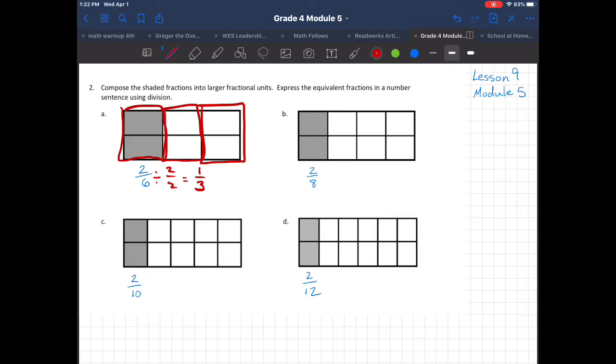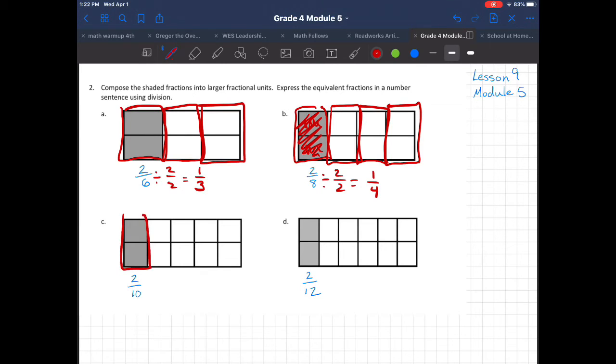For B, we've got 2/8, right? This is an eighth and this is an eighth. We're going to put it back together. We can divide this again by 2/2 and get 1/4. So instead of 2/8, we have 1/4.